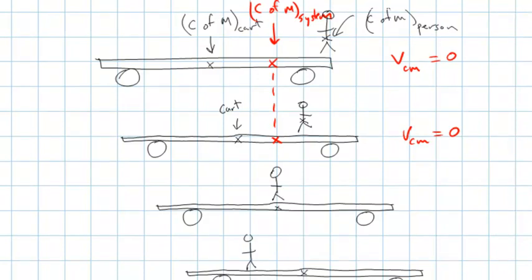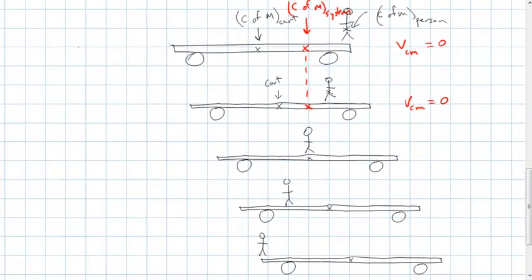So as the person walks to the left, here's time 1. The center of mass is not moving. The person's all the way at the right. The person starts to move to the left. The cart moves to the right. The center of mass of the system cannot move because these are only internal forces. So at time t2, the center of mass of the system is still in the exact same place. It's not moving, even though the person's moved to the left and the cart's moved to the right.